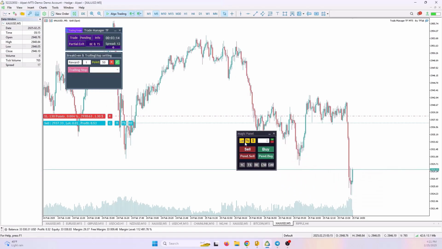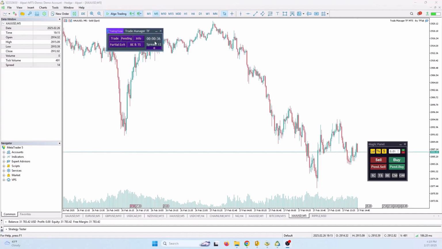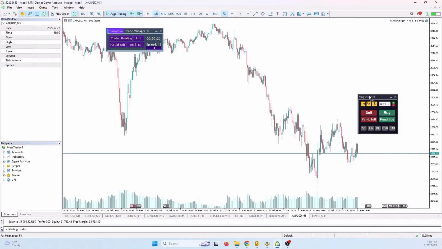Here, in the magic panel, we can specify the types of volume determination and the types of orders that include sell, buy, pending sell, pending buy, and this section is related to one-click trading, trailing stop, break-even, close 50% of the last trade, and close all trades. This section is related to the time to close the candle, and this section is related to the spread of the symbol on which the panel is run. This button is related to displaying and hiding the magic panel for placing orders.